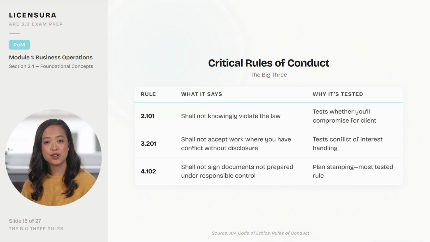There are a lot of rules of conduct in the AIA Code, but certain ones show up on the exam over and over because they address the ethical situations architects actually face in practice. Here are the 3 you need to know best.